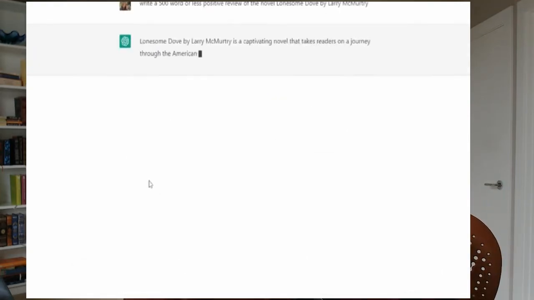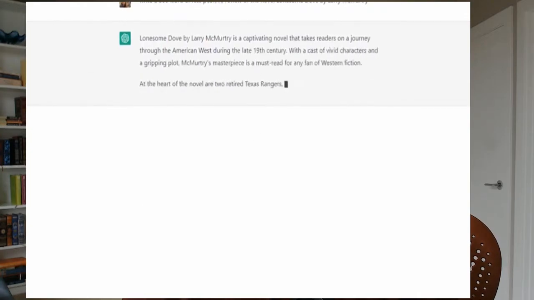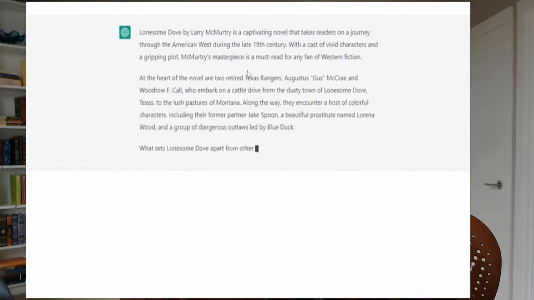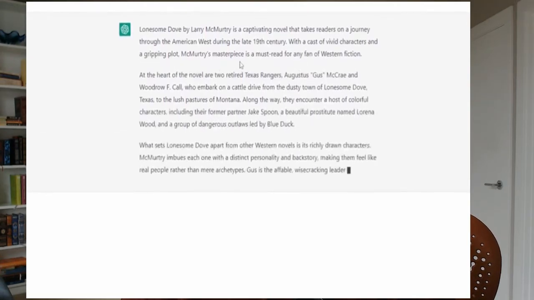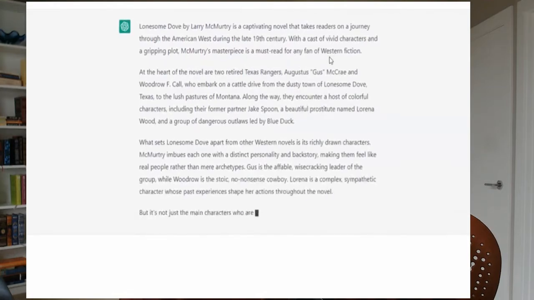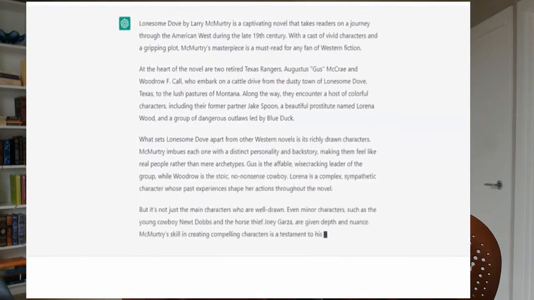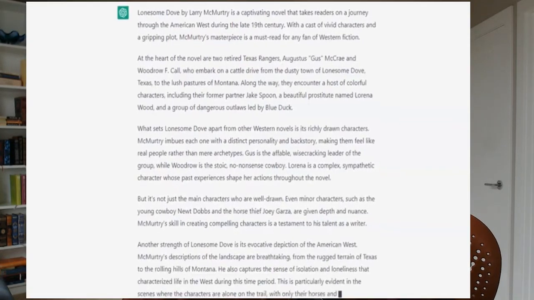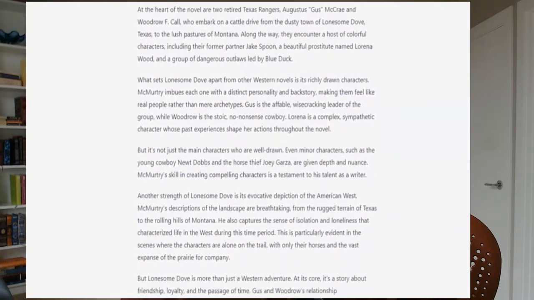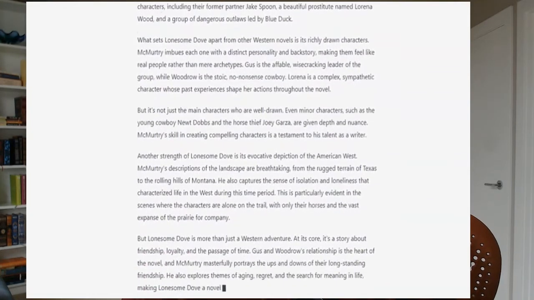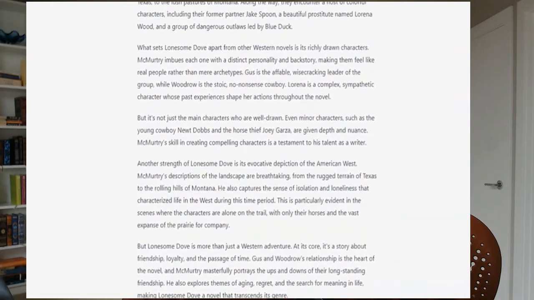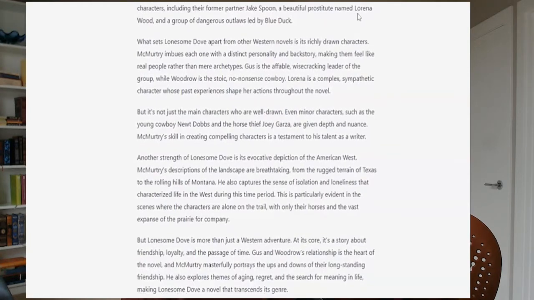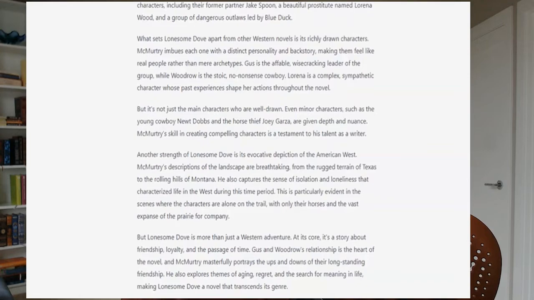Lonesome Dove by Larry McMurtry is a captivating novel that takes readers on a journey through the American West during the late 19th century with a cast of vivid characters and a gripping plot. McMurtry's masterpiece is a must-read for any fans of Western fiction. At the heart of the novel are two retired Texas Rangers, Augustus Gus McCrae and Woodrow F. Call, who embark on a cattle drive from the dusty town of Lonesome Dove, Texas, to the lush pastures of Montana. Along the way, they encounter a host of colorful characters, including their former partner, Jake Spoon, a beautiful prostitute named Lorena Wood, and a group of dangerous outlaws led by Blue Duck.